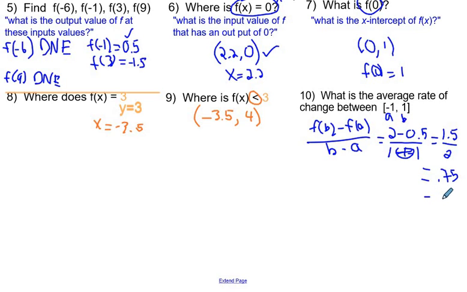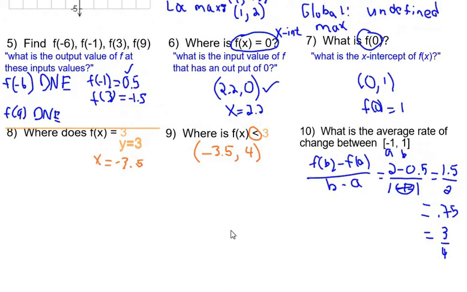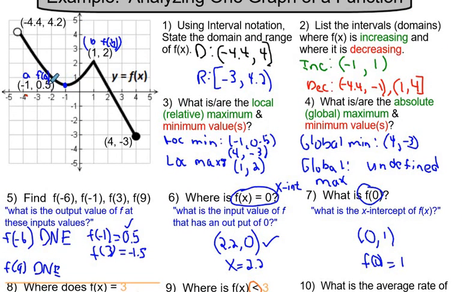Keep in mind that with repeating decimals, it's probably a good idea, fractions are never wrong, so it might be a good idea to say the answer is 3/4. So what that's saying is that between -1 and 1, the rate of change here, even though it kind of is curvy, the average rate of change on this interval is 3/4, or up 3/4.